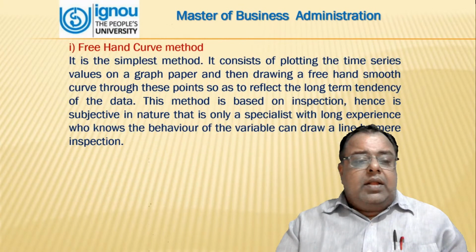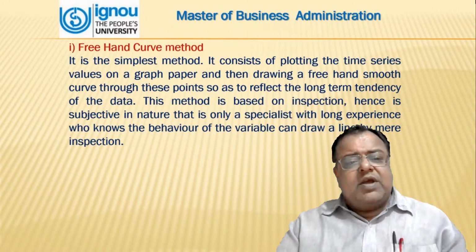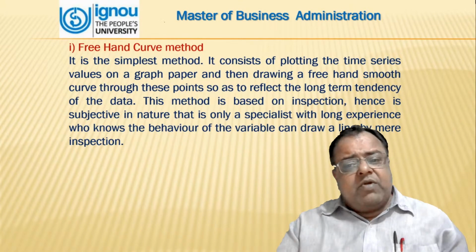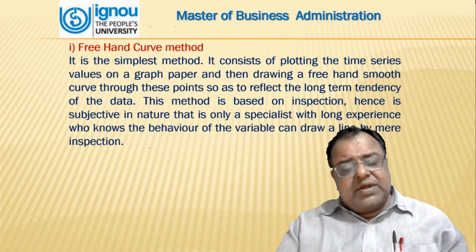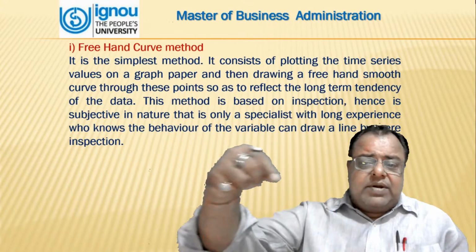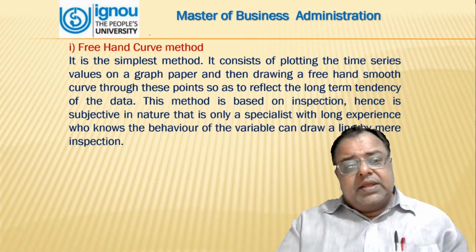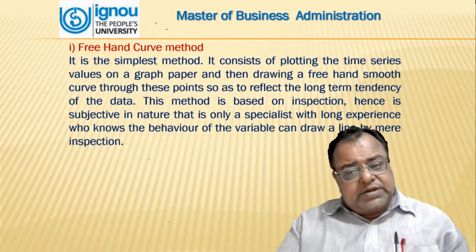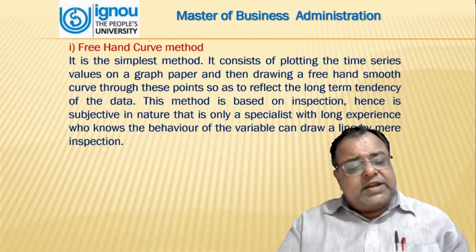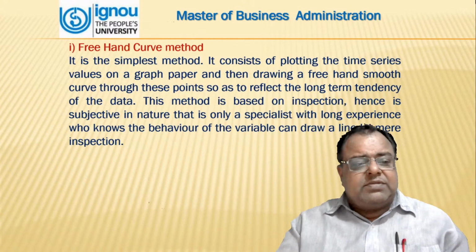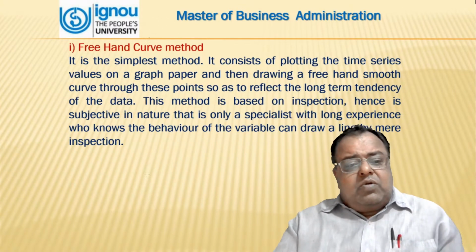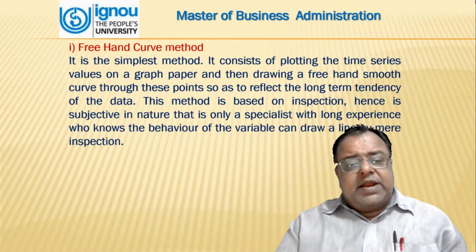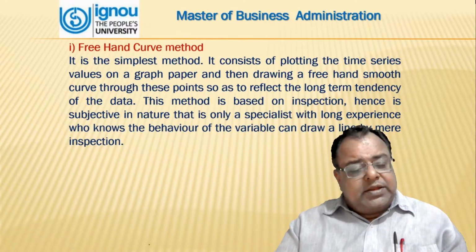Freehand curve method is the simplest method. It consists of plotting the time series values on graph paper and then drawing a freehand smooth curve through these points so as to reflect the long-term tendency of the data. This method is based on inspection, hence is subjective in nature. That is, only a specialist with long experience who knows the behavior of the variables can draw a line by mere inspection.